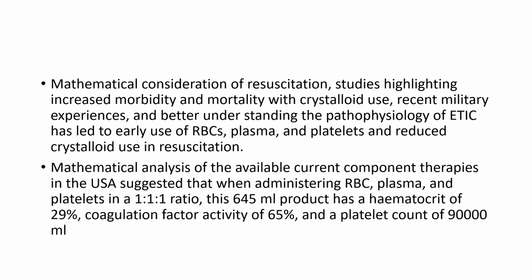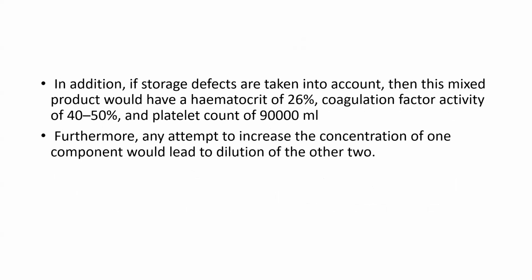Currently, we are administering RBC, plasma and platelets in a 1:1:1 ratio. This 645 ml product has a hematocrit of 29%, coagulation factor activity of 69% and 65%, and platelet count of 90,000. In addition, if storage defects are taken into account, this mixed product would have a hematocrit of 26%, coagulation factor activity of 40 to 50%, and platelet count of 90,000. Furthermore, any attempt to increase the concentration of one component will lead to dilution of the others.